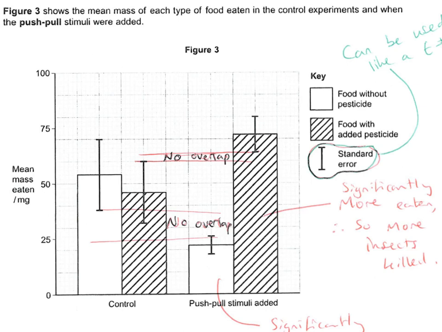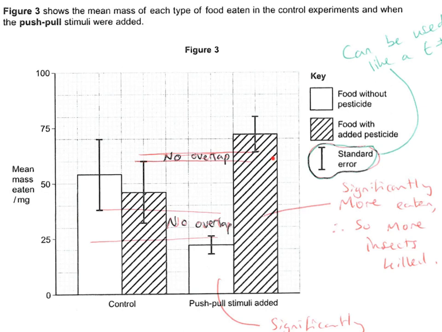So if someone said the push-pull stimulus is going to reduce damage or improve the control of insect pests, how would you answer this question? So we can see that we have significantly more food being eaten that's got pesticide. So not only is the mean higher, but the bottom of the standard error bar and the top of that standard error bar do not overlap.